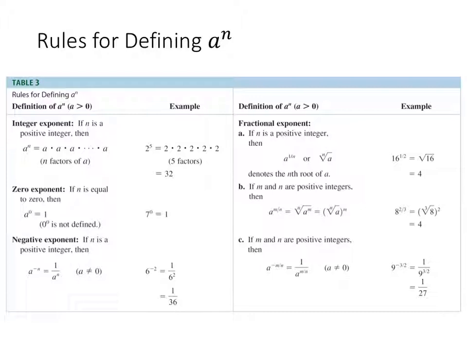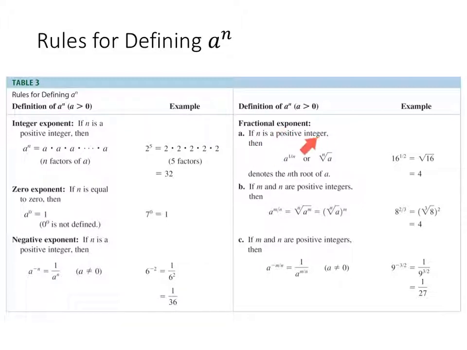Notice in both cases, both the left column and the right column, in a to the n, a is going to be a positive value. We do have rules for a being negative values, but they're not something we frequently talk about until you get to higher levels of math. So here we have integer exponents. Let's take a look at fractional exponents.